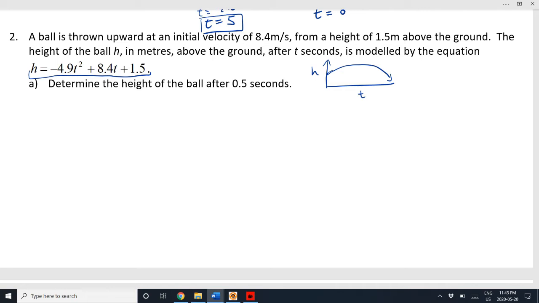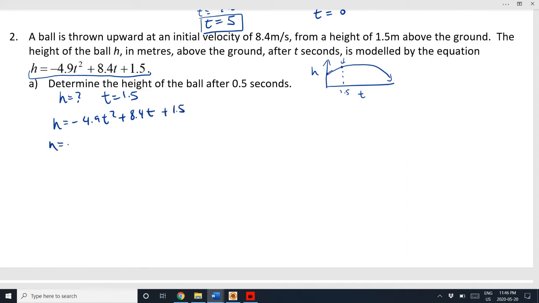So the question here says, determine the height of the ball after 0.5 seconds. And again, we just want to figure out what h is when t is equal to 0.5. So this one's a simple question again. We just have to plug in a t value of 0.5 seconds, and that'll tell us the height of the ball at that point. So let's go ahead and do that. h is equal to negative 4.9 t squared plus 8.4 t plus 1.5.